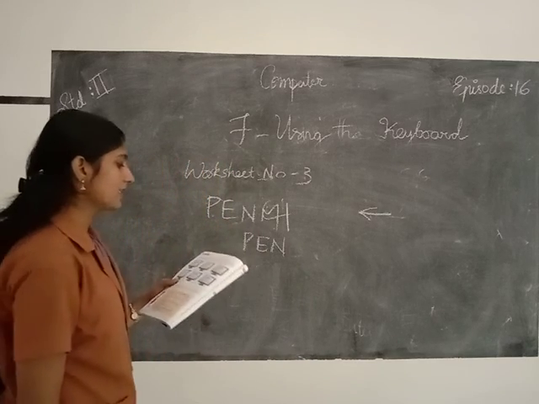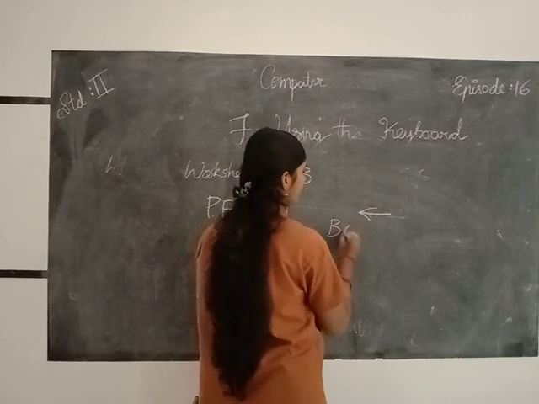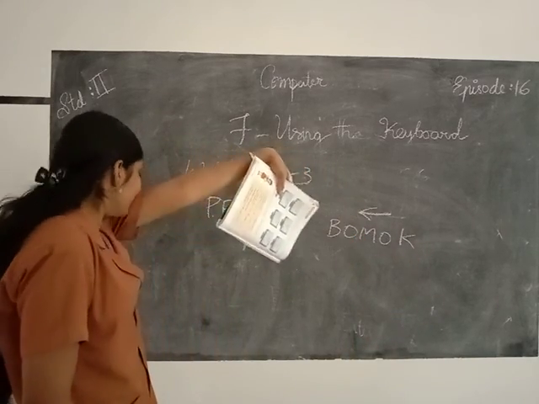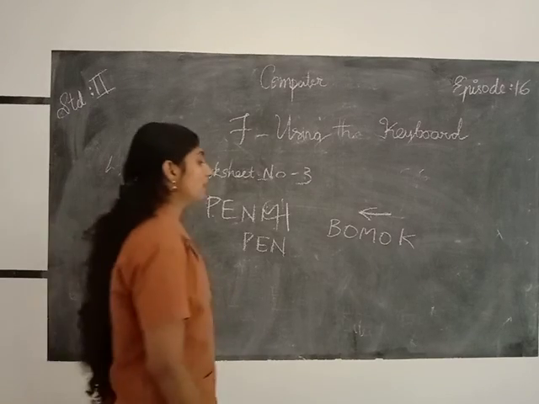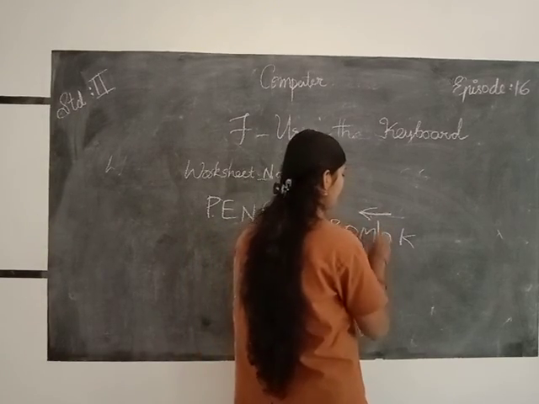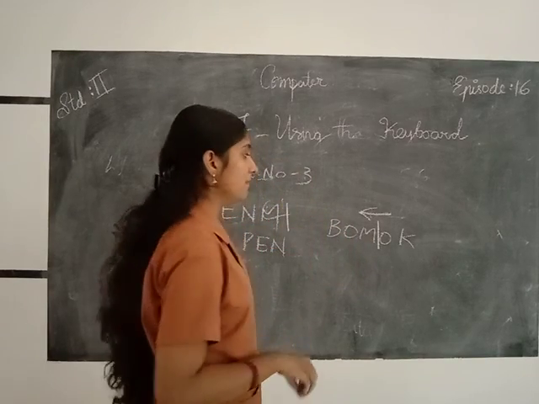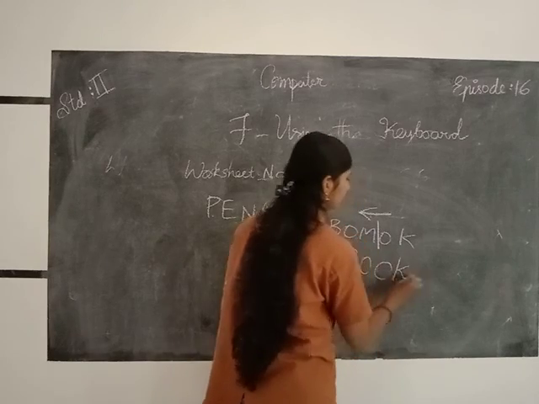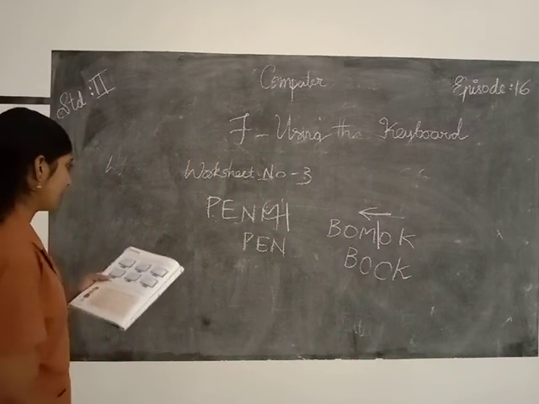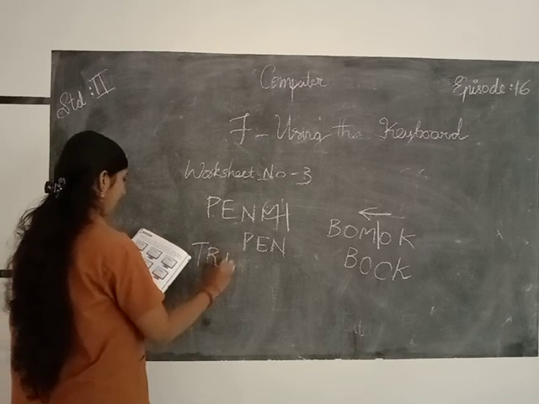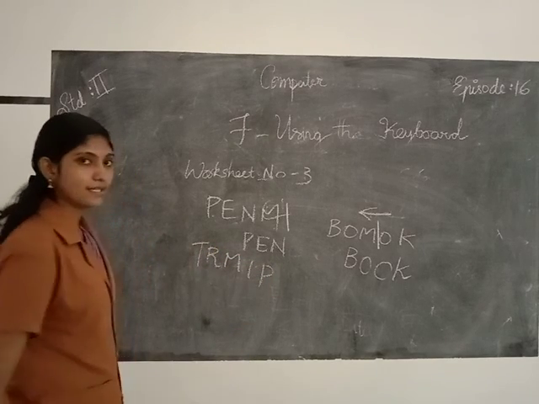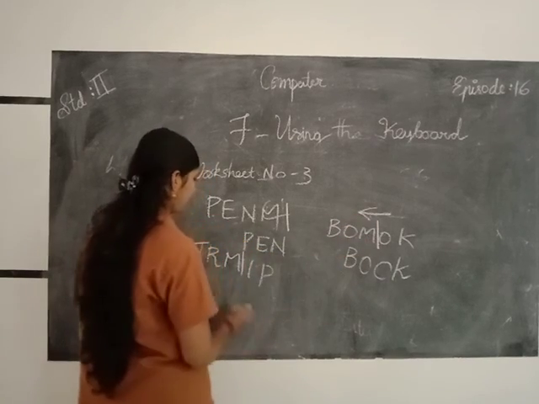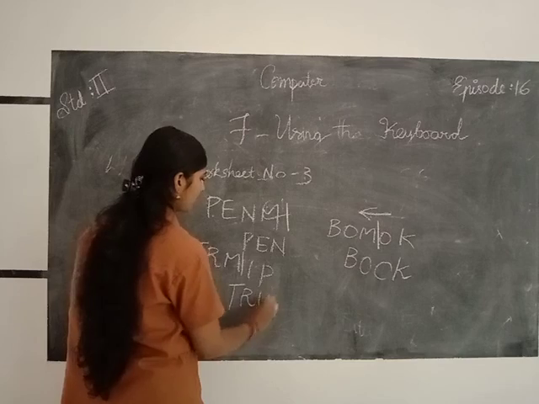Then next is BOMOK. How do we remove the letter M from this word? First, place the cursor to the right side of the M and press the backspace key. Then the word is book. Then next is TRMIP. Place the cursor to the right side of the M and then press the backspace key. The word is trip.